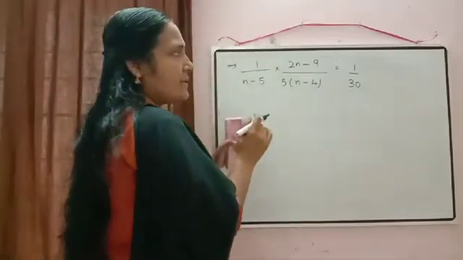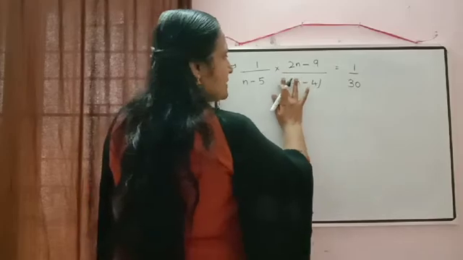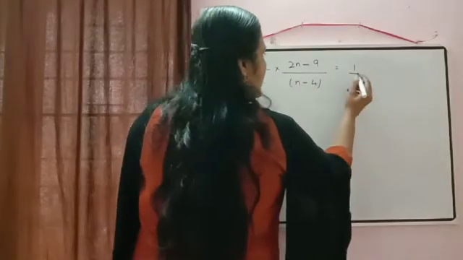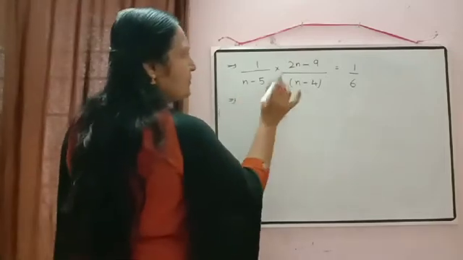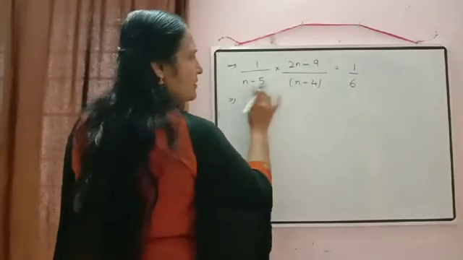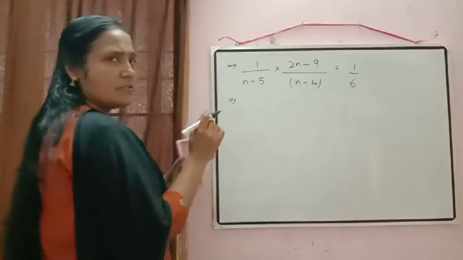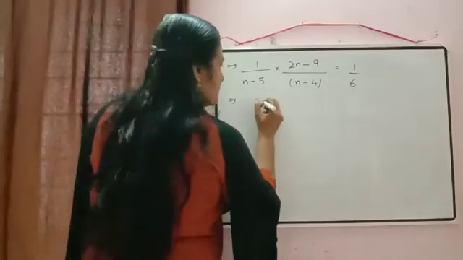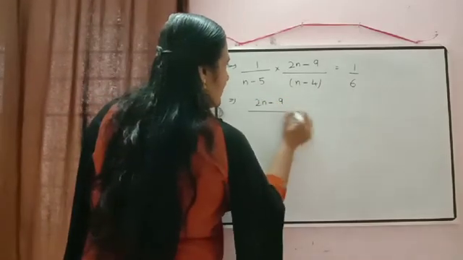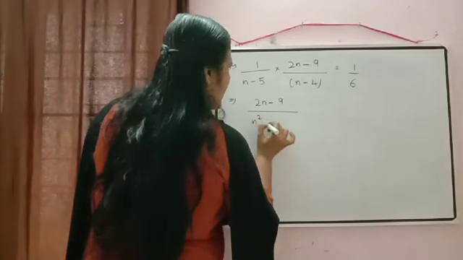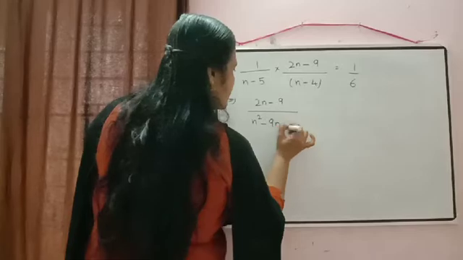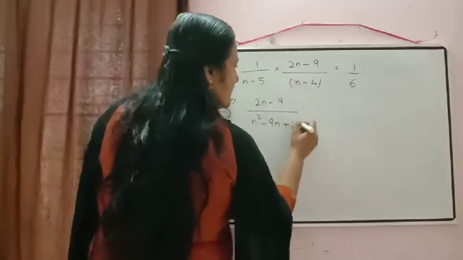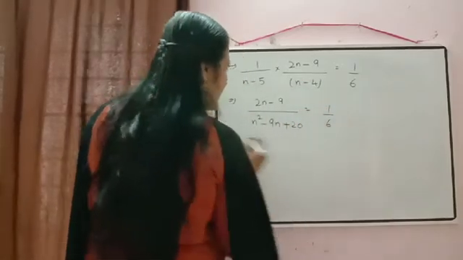So shall I write directly there? Okay, so this 5 shifted there and did the cancellation also. So we are getting in this way, correct? Now what we will do? We will do the cross multiplication. Before doing the cross multiplication, these two expressions also should get multiplied there. So we are getting here 2n minus 9 by n square minus 4n minus 5n. So that will be equal to minus 9n plus 20 is equal to 1 by 6.